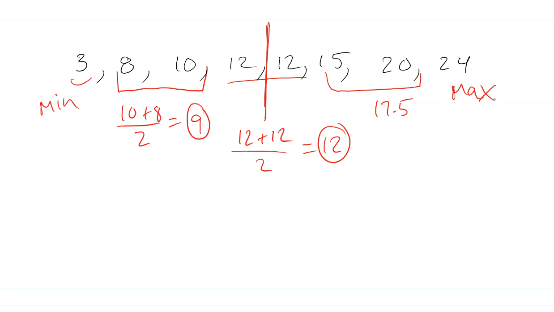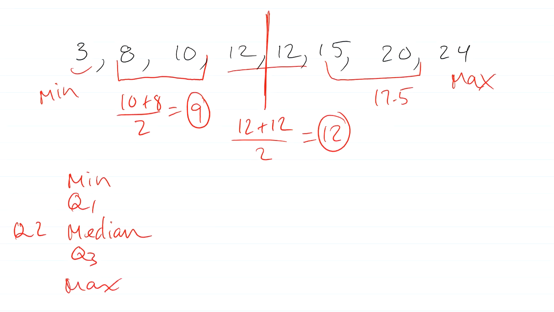So here with an even set of values, I start with the minimum, followed by Q1, followed by the median, also known as Q2, followed by Q3, and then finally the max value. For this data set, I have a minimum value of 3, Q1 is at 9, the median, the middle of the data, is at 12, Q3 is at 17.5, and the maximum value is 24. So this again is the 5-number summary for my data set.